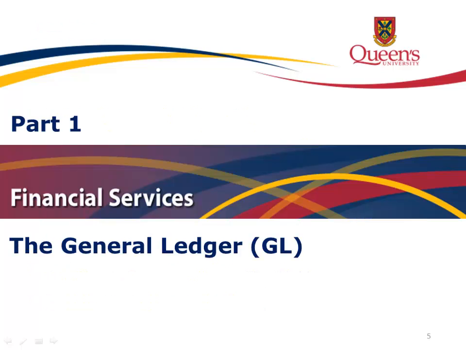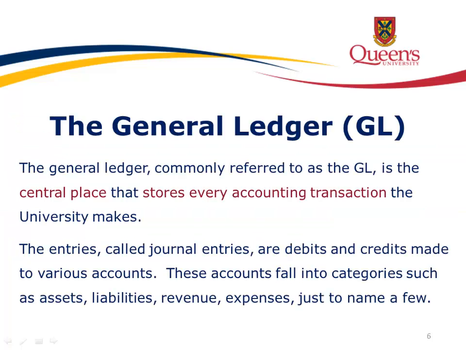Part 1. The General Ledger. The General Ledger, commonly referred to as the GL, is the central place that stores every accounting transaction the university makes. The entries, called journal entries, are debits and credits made to various accounts. These accounts fall into categories such as assets, liabilities, revenue, expenses, just to name a few.